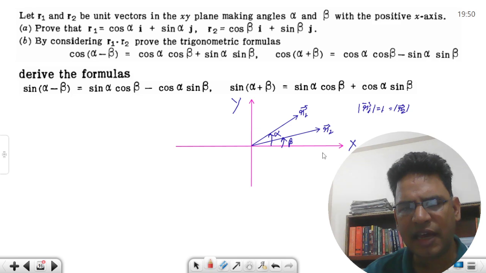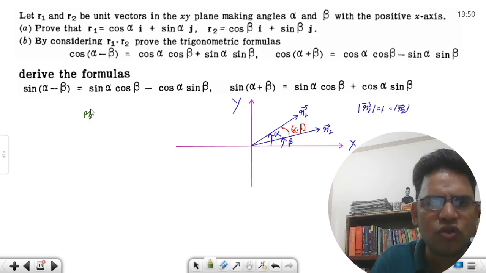So if you see, this angle is nothing but alpha minus beta. Now if you take the dot product of r1 and r2, what you are going to get is magnitude of r1 times magnitude of r2 times the cosine of the angle between these two vectors, which is cos(alpha minus beta).